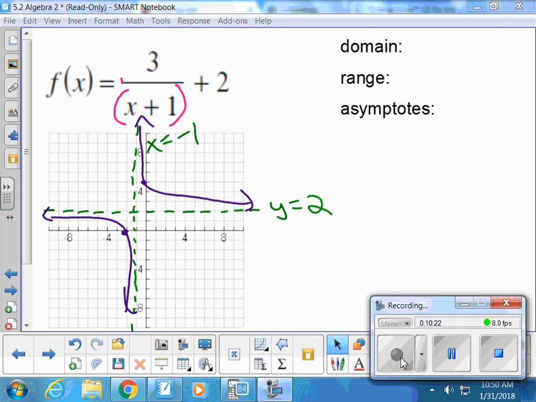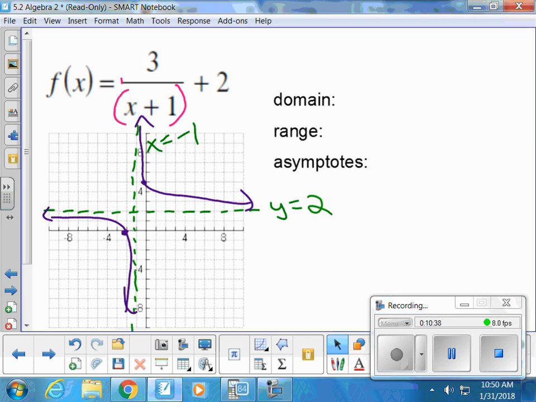All right, our last question on this one is what is the domain and range? So let's think left, right. It can be all reals except what value on the x-axis will it never touch? This guy right here, because that's where the asymptote is. So domain is all reals except -1. And then range, all reals except what value on the y-axis will we never touch? Good.